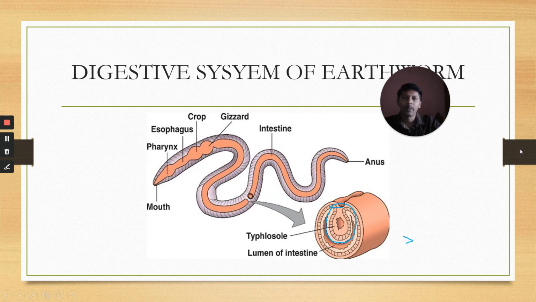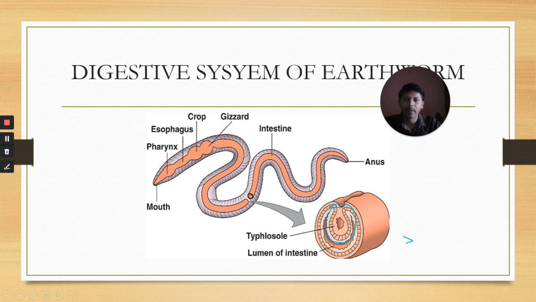Okay, up to now we have covered nutrition from Porifera to Chordata in the topic on digestive system. Then we talked about cockroach, then frog, and finally human digestive system. Okay, let us quickly see the digestive system of earthworm.